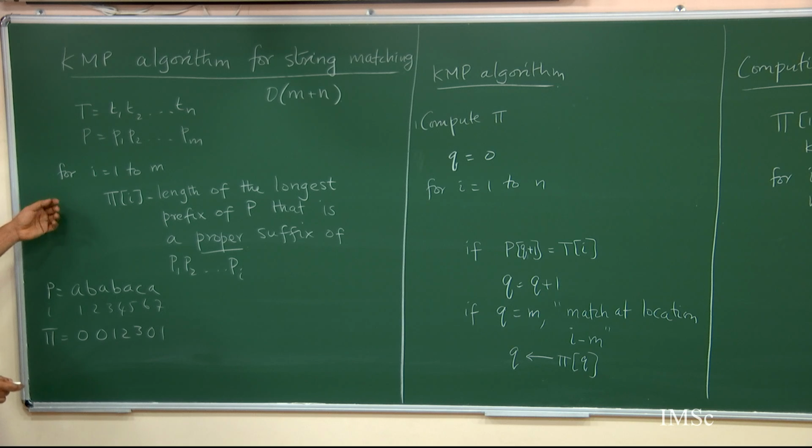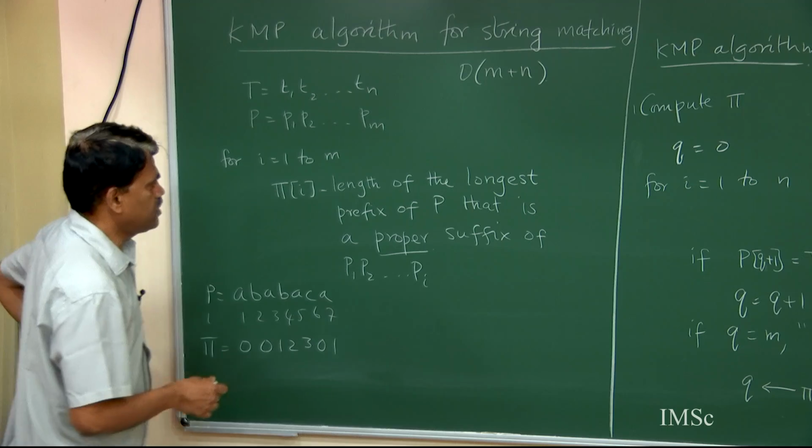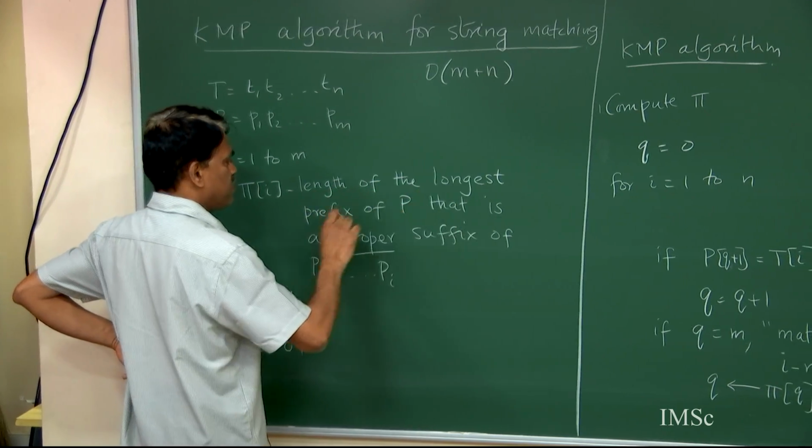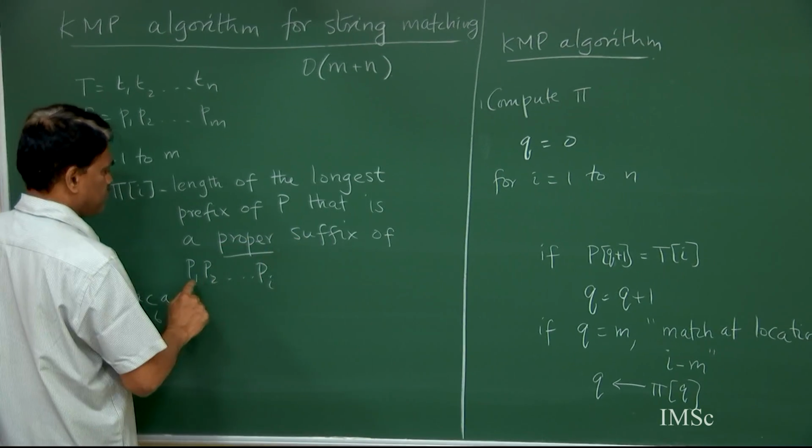First, for the pattern, just using only the pattern, we do not need the text for this. We compute for every location of the pattern the length of the longest prefix of the pattern that is a proper suffix of P1 to Pi.